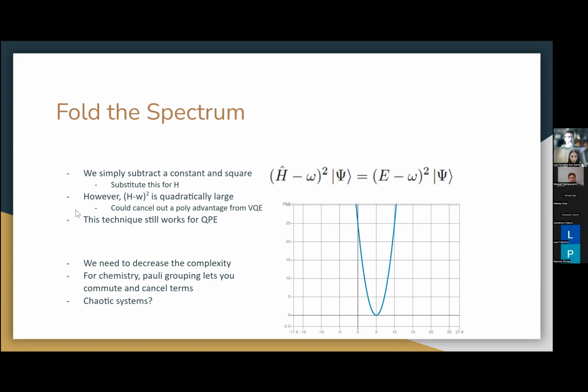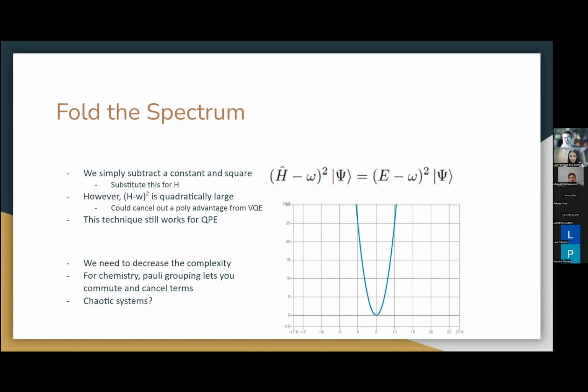However, this technique gets a potentially quadratic slowdown, and since quantum phase estimation, which we mentioned previously, gets an exponential speed up, it could still work to get advantage in the fault tolerant regime, a decade or two from now, when we have quantum phase estimation, because the exponential speed up completely destroys the quadratic slowdown. So, this is still nice to know.